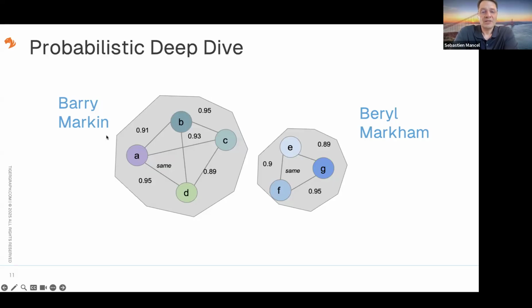And this is where probabilistic methods shine, catching subtle variations and connecting records that almost, but not exactly, are the same. So for example, one cluster might represent Barry Markham and the other cluster Beryl Markham. A deterministic system might have missed those connections, but probabilistic scoring let us recognize and group them appropriately.